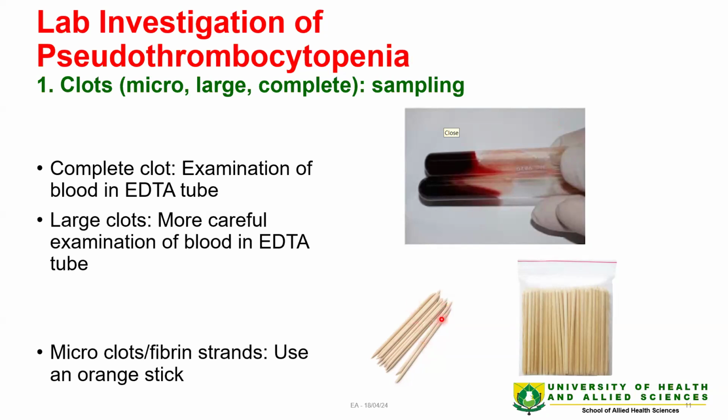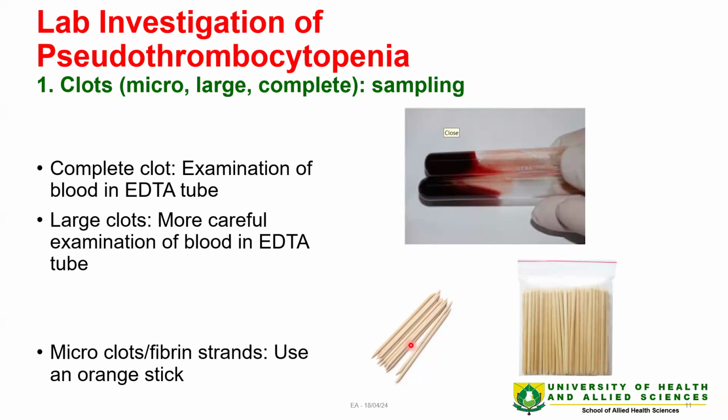So this stick, we refer to it as an orange stick. You place it inside your blood and then you just turn it around a bit and you bring it out. If there are any fibrin strands or microclots, you will see them on the orange stick. They will be trapped by this orange stick. You just see them on the orange stick.